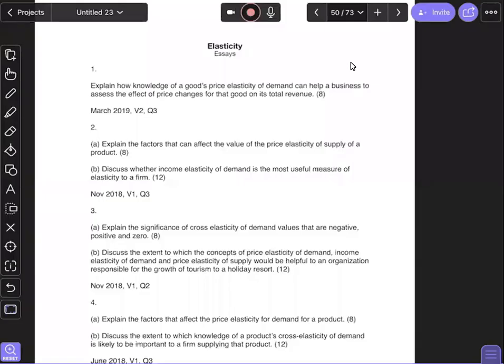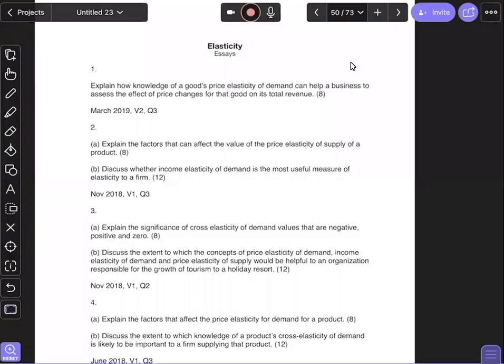So when you look at the chapter on PED, or XED and YED, these questions come up a lot in exams. In fact, if you look at the recent years, you'll find that probably the most tested topic is going to be elasticity of demand, of supply, and XED and YED. So for me, I think it's a very important topic to prepare.